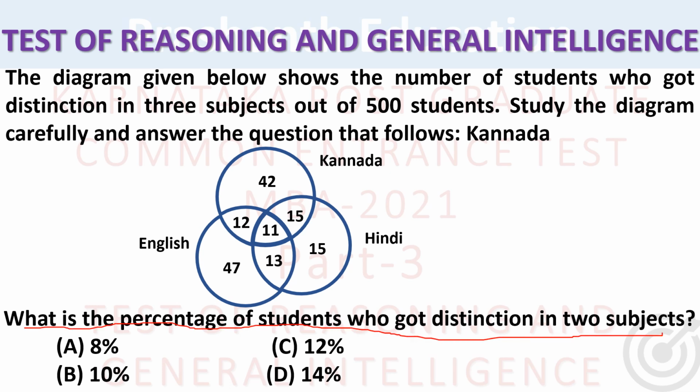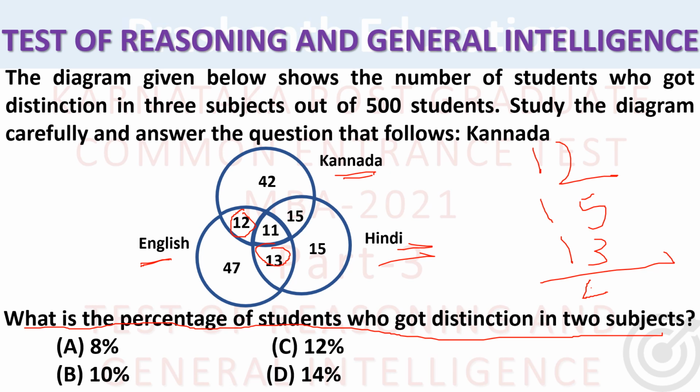Now if I'm taking English and Kannada, the number of students getting distinction is 12, so the intersection we are taking is 12. Next we are doing Kannada and Hindi, the intersection is 15. Next we have English and Hindi, the intersection is 13. So if you add all together, it becomes 40. Now, 40 is not given in the options. Why? Because they are asking in percentage, so there is an easy way to calculate.